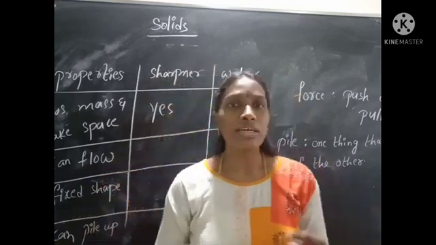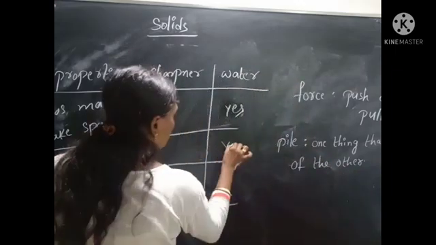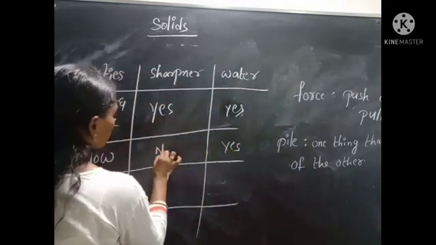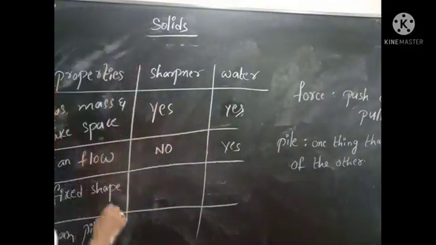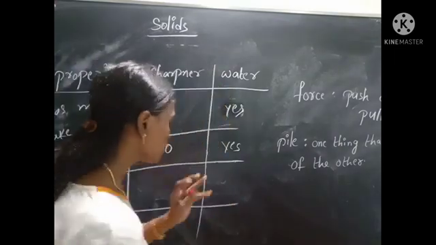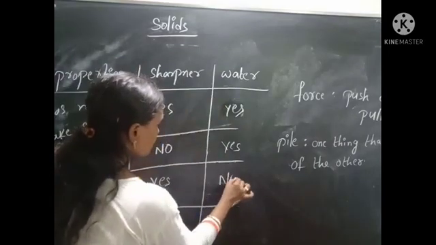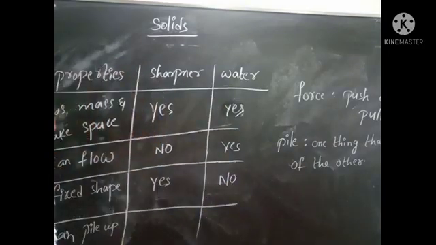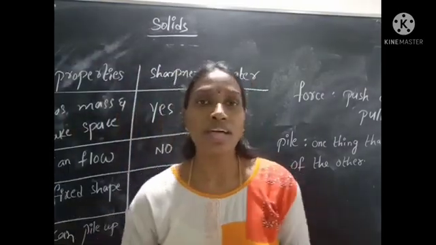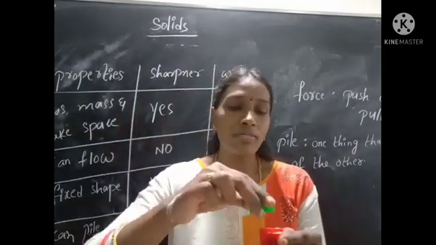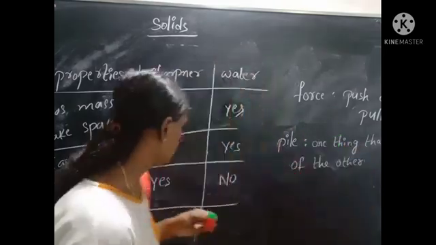Can the water flow? Yes, when I am pouring the water from the bottle to the cap, it can flow. But the sharpener cannot flow. The sharpener has a fixed shape and cannot change its shape, but water can change its shape. So water does not have a fixed shape. Now you can see the pile up. Pile up is when we arrange something on the top of another. For the sharpener it is possible, but for the water it is not possible.